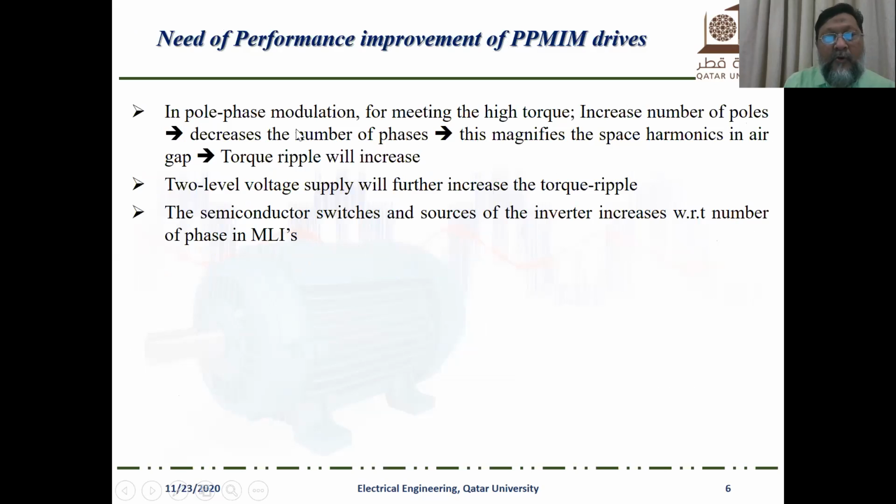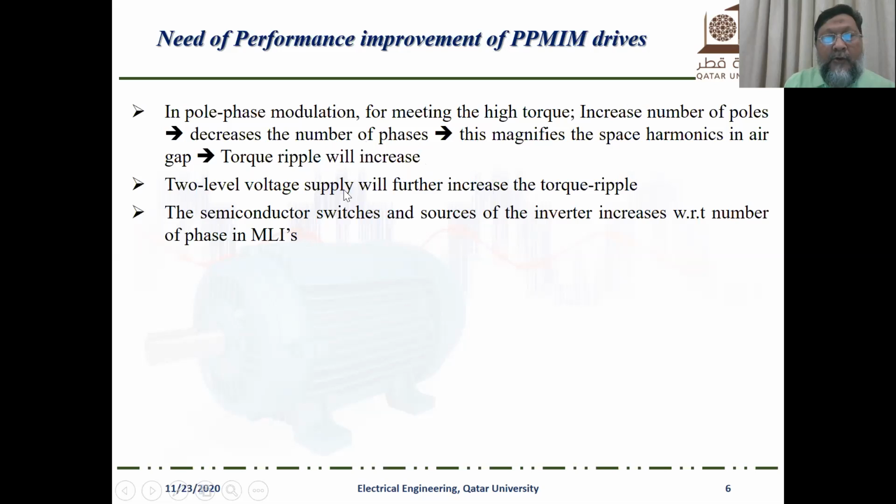So in the pole phase modulation technique, for meeting the high torque demand, there is an increase in the number of poles and a decrease in the number of phases. Since the number of phases is decreased, this causes higher space harmonics in the air gap. And if the space harmonics are higher, the torque ripple in the machine is high. So this is the shortcoming of the pole phase modulation scheme, and this we are going to improve.